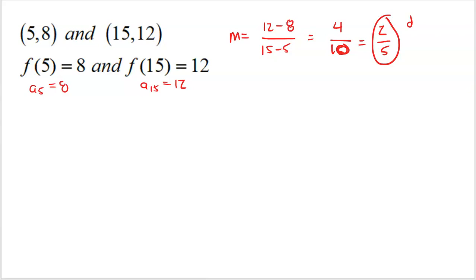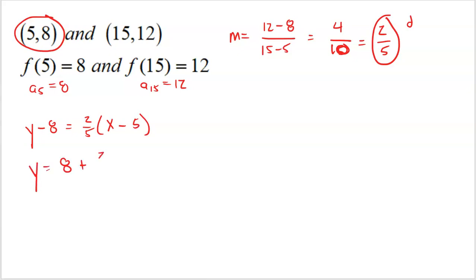And then the other thing I need is 1 point. I don't need 2 points. I just need 1 point. So I'm just going to pick this one right here. Now, in linear terms, we learned about point-slope formula. So we'd say y minus the 8, that's the y value, equals the slope of 2/5 times x minus the x value of 5. And then, of course, we'd add that 8 over, and we would have 8 plus 2/5 times (x minus 5).